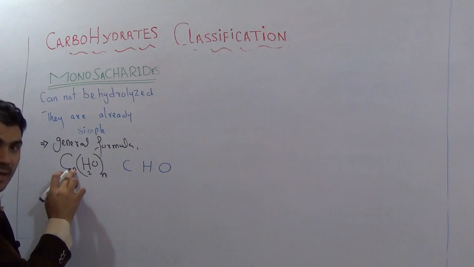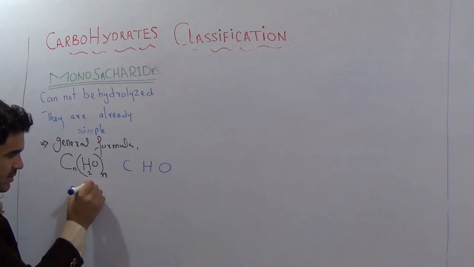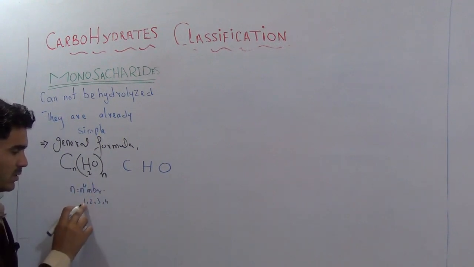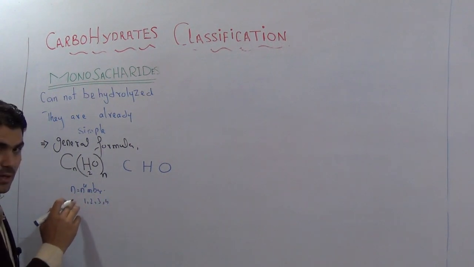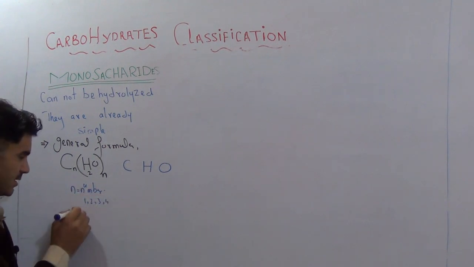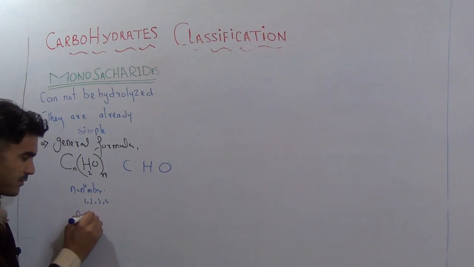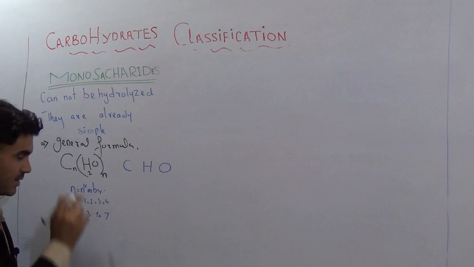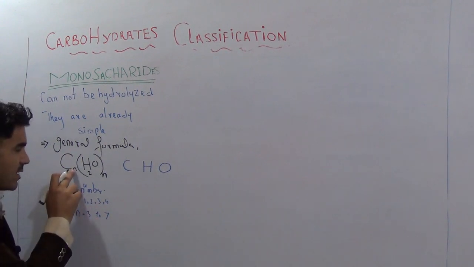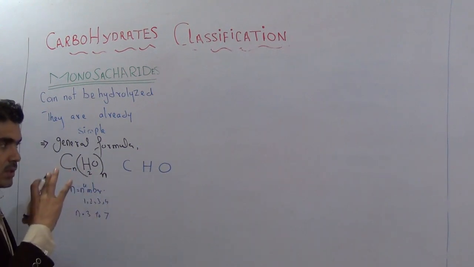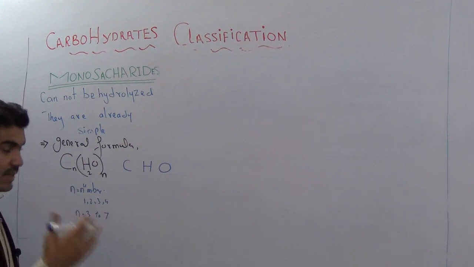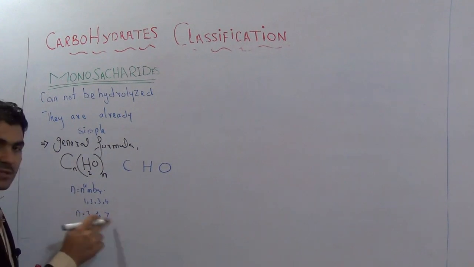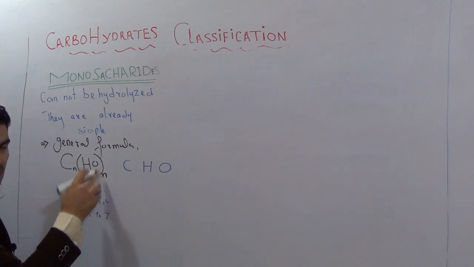Second, what is meant by this n? n is just a number, right? It may be 1, 2, 3, 4, 5, 6, any number from 1 to 7, right? So n is a number that can vary from 3 to 7. This n could be 3, 4, 5, 6, or 7, but it cannot be 8, 9, 10. As usually we see in math, n can be any number, but here in carbohydrates n can be 3 to 7, right? And this n is again the same number.